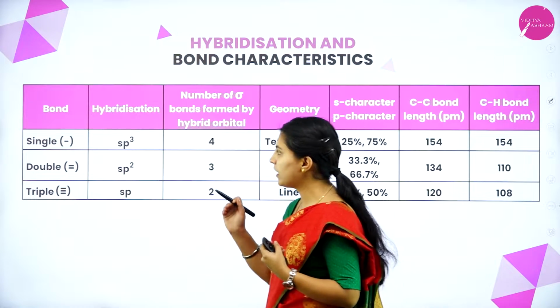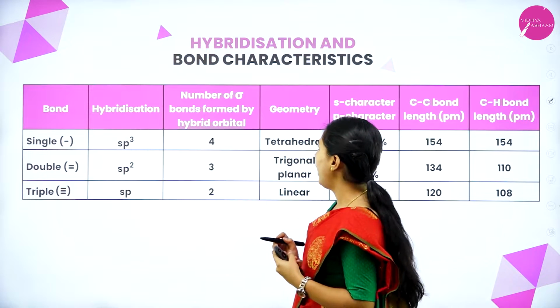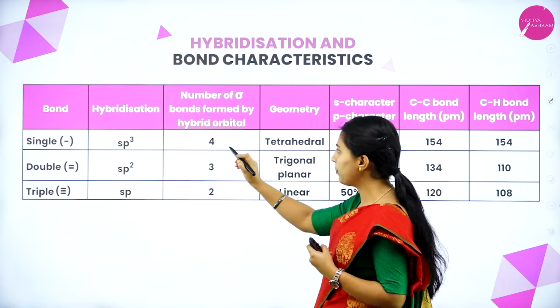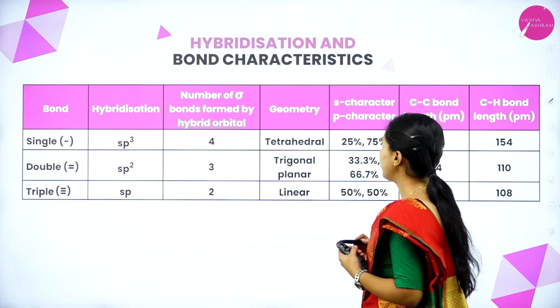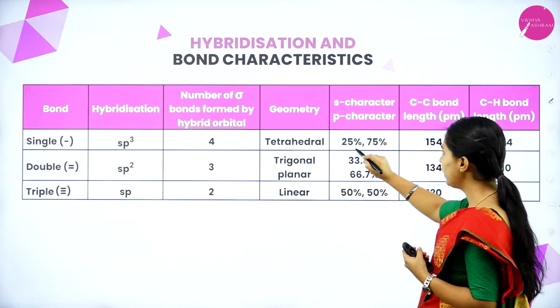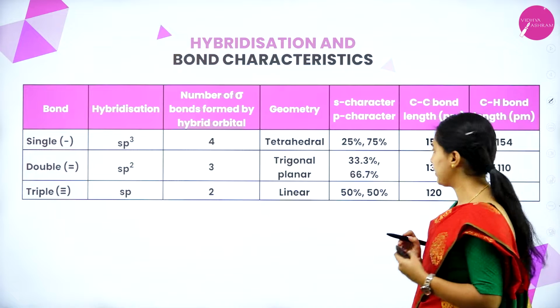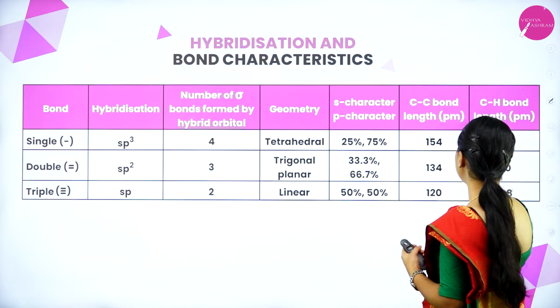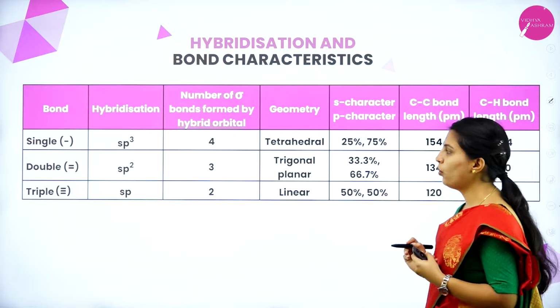If we see the single bond, what is the hybridization? That is sp3. The number of bonds formed by the hybrid orbital is 4, and the geometry will become tetrahedral. In sp3 hybrid orbital, s character will be 25% and p will be 75%. The C-C bond length is 154 and the C-H bond length is 154, in picometers.